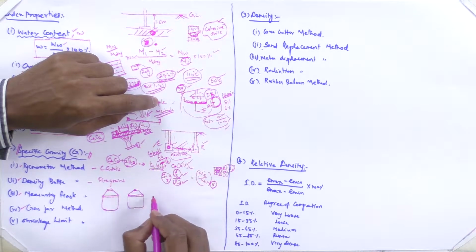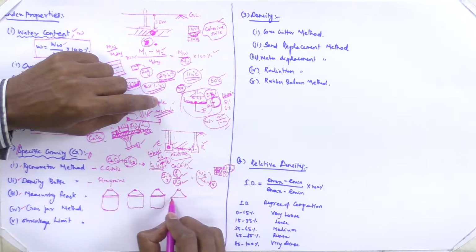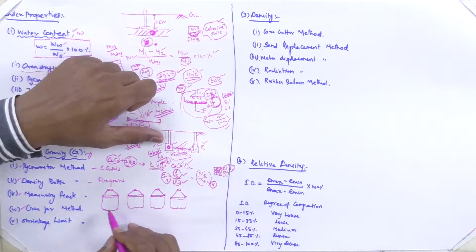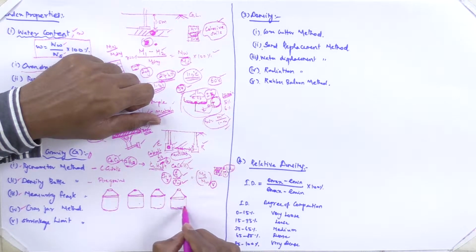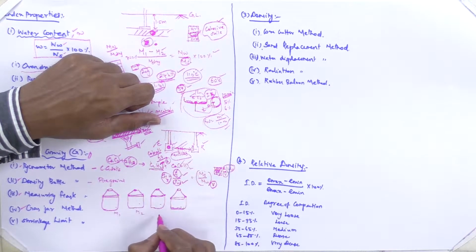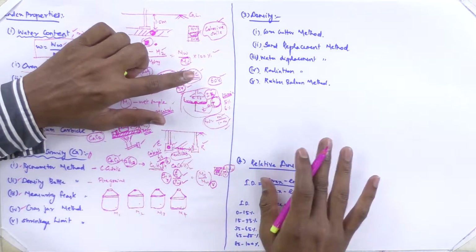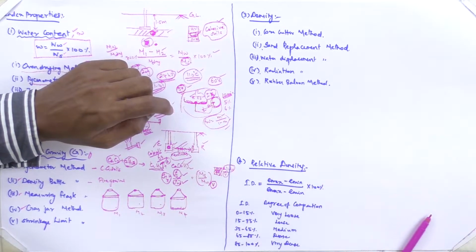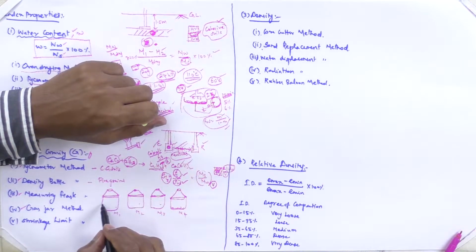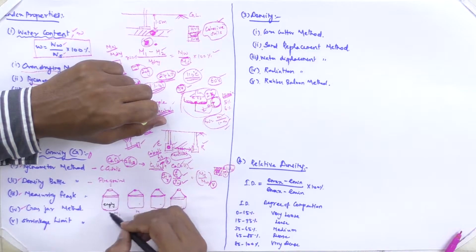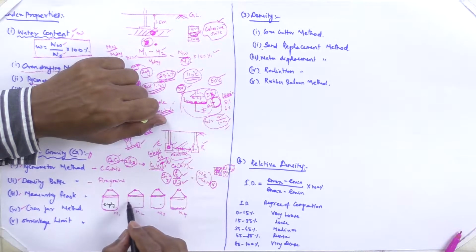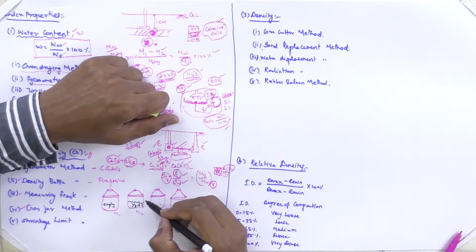So this is nothing but a pycnometer. We have a cone shaped cover at the top, and this is glassware. So we have M1, M2, M3, M4. What is M1? M1 is the empty pycnometer. M2 is the pycnometer with 1/3 dry soil filled.